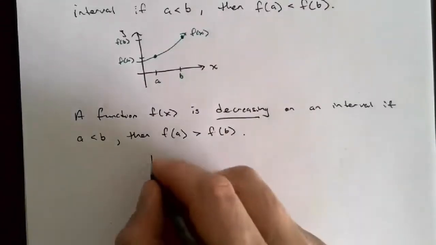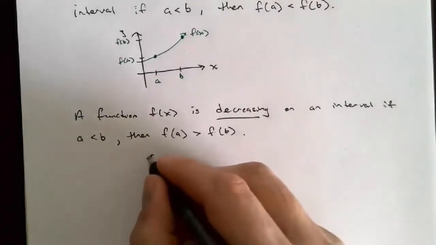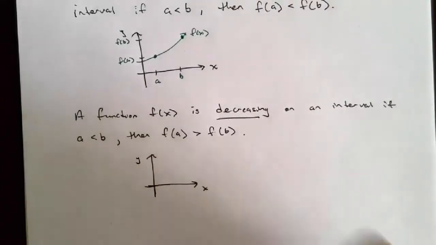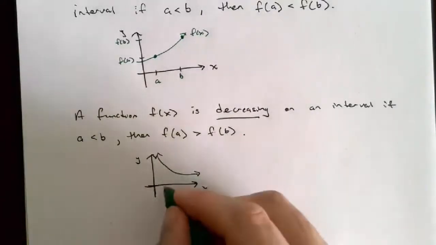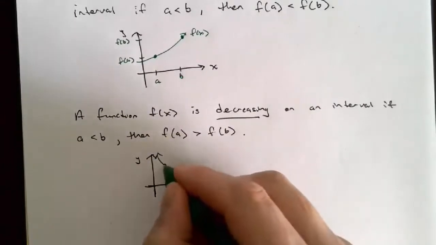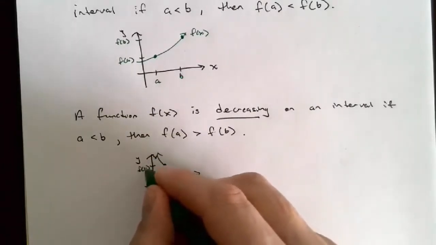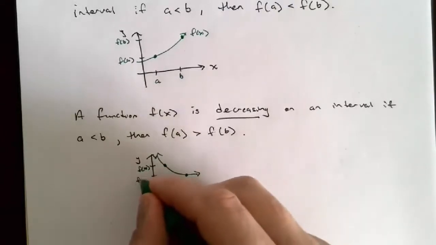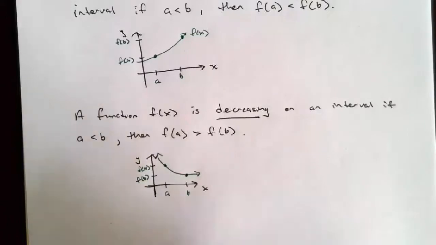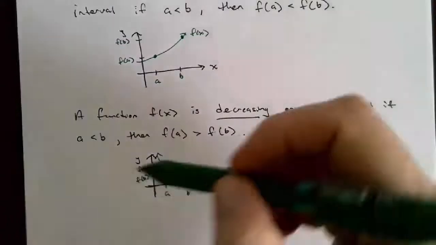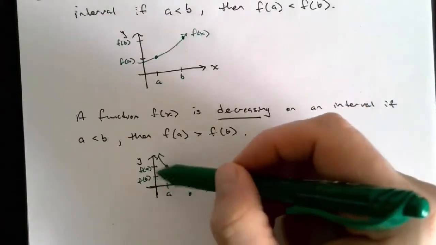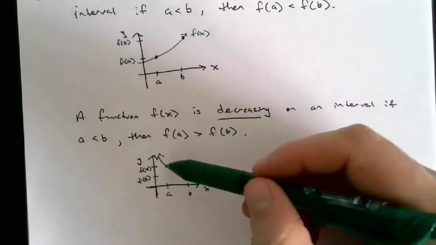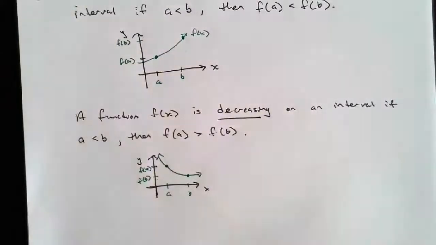If I was to draw a small sketch of this like I did above, here's x, here's y, we could have a graph that looks like this. Here's a, here's b, the y value here would be f of a, the y value here would be f of b, and it's just showing that f of a is higher than f of b. So for decreasing, moving downward from left to right is the easiest way to think about it, but that's the formal definition.